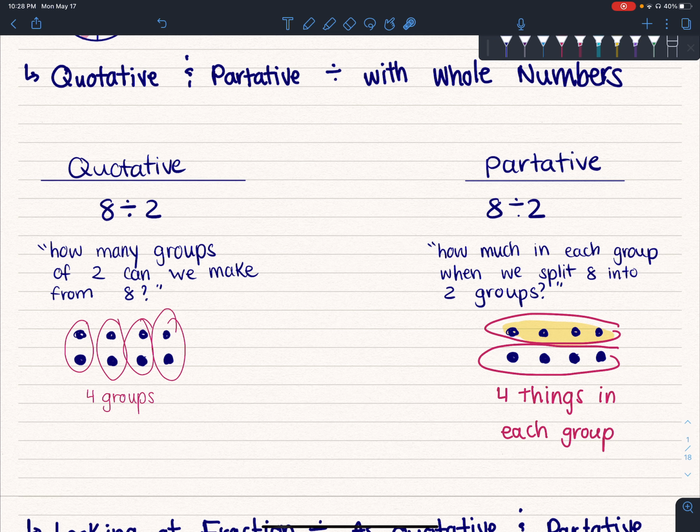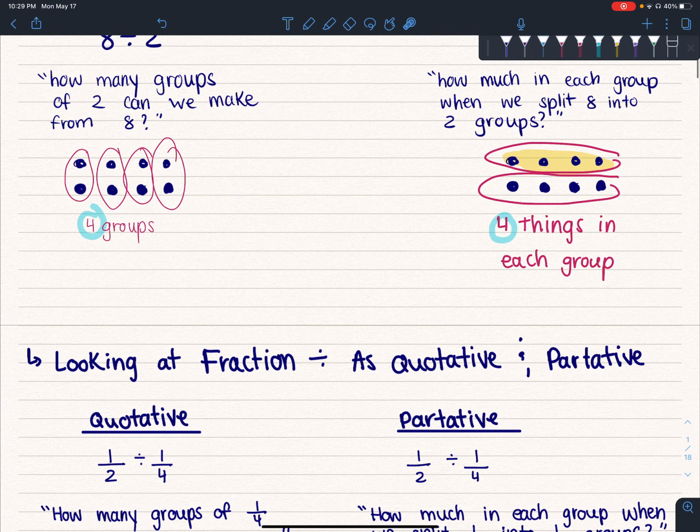So it's the reverse situation, but you notice that the result is the same. The numerical result is 4 and is 4. The context is different though. In quotative, I'm talking about 4 groups, and in partitive, I'm talking about 4 things. So it's actually a different result. However, numerically, it presents itself the exact same way. Okay, so that's kind of one of the interesting things about division.